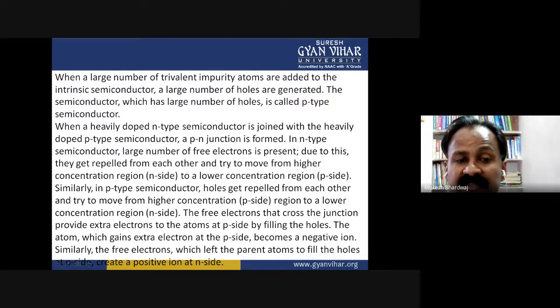The atom which gains extra electrons at the p side becomes a negative ion. Similarly, the free electrons which left the parental atom to fill the holes at the p side create a positive ion at the n side.